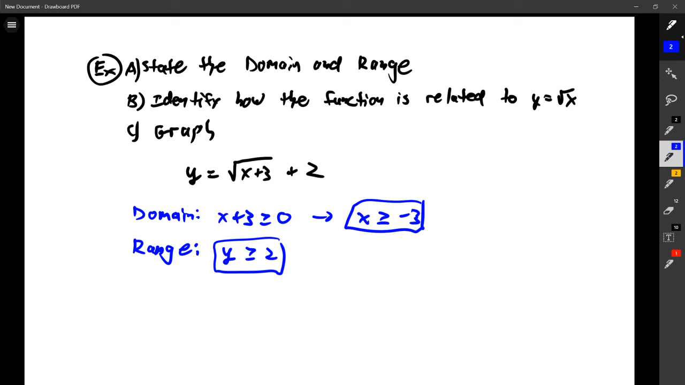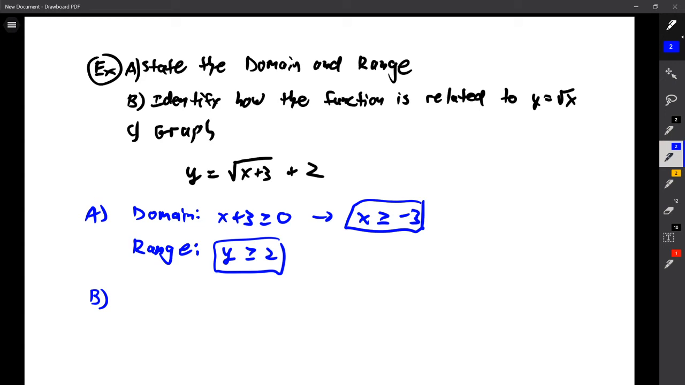All right, so that's part A, the domain and the range. And really that gives me enough to sketch a graph at this point, but let's go ahead and do part B. So that was part A. Part B. All right, how is this related?